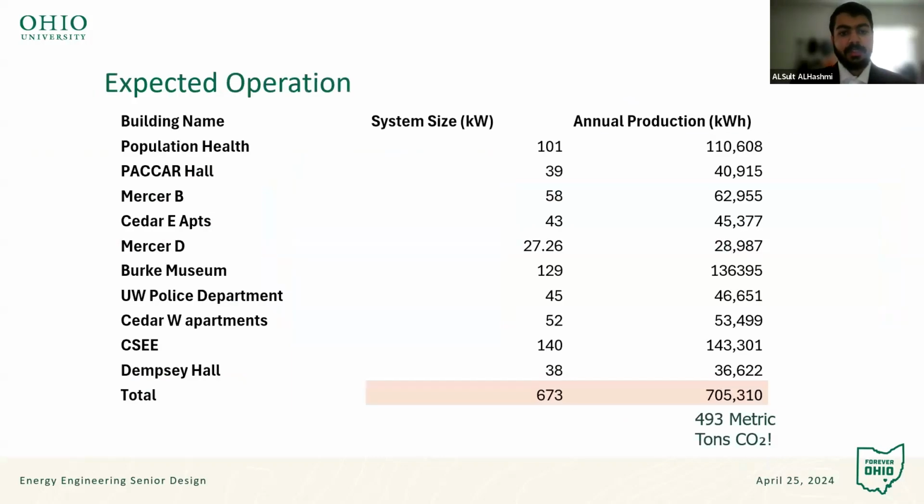For the expected operation, here's the system size for each of the buildings and the annual production. So when we calculated the annual production and summed up all of them, we will be saving 493 metric tons of greenhouse gases, or basically CO2.